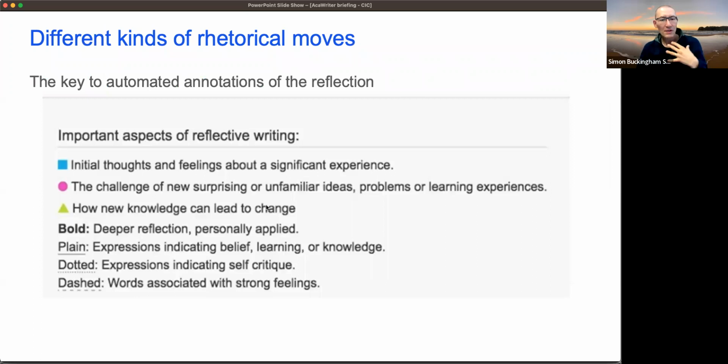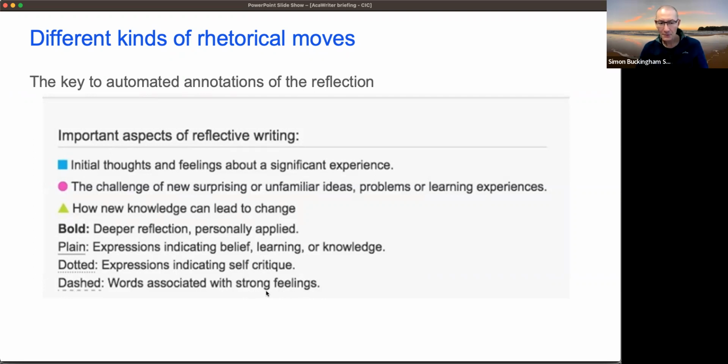So what we did was we worked with our academics who specialize in coaching reflective writing, and we looked at all the literature on reflective writing and what makes good reflective writing. And we boiled it down into a simple visual scheme that AcaWriter uses: several icons, which you can see here, the square, the circle, and the triangle, and using typography as well to annotate the student's writing to show these kinds of attributes. We really are interested in self-critique.